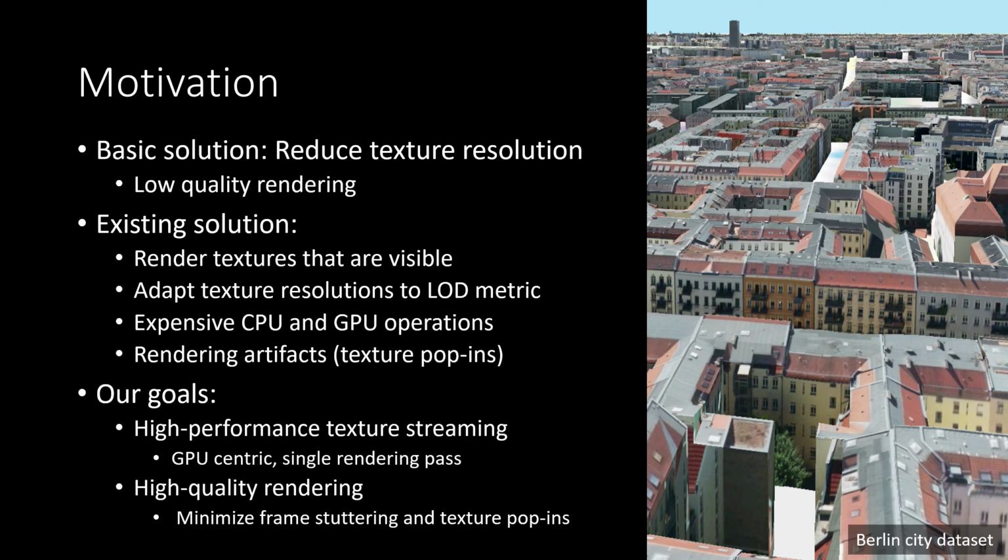Existing methods perform visibility detection to load visible textures for rendering. They also change texture resolutions during runtime based on some level of detail metric. The disadvantages of these methods are the expensive CPU and GPU operations. Rendering artifacts such as texture pop-ins are also very common.